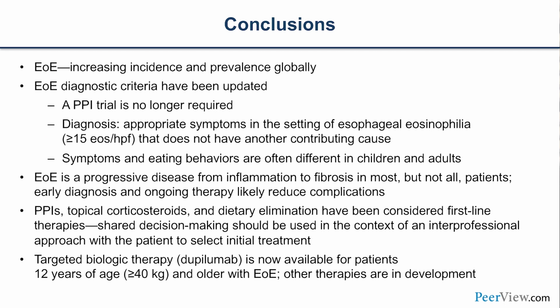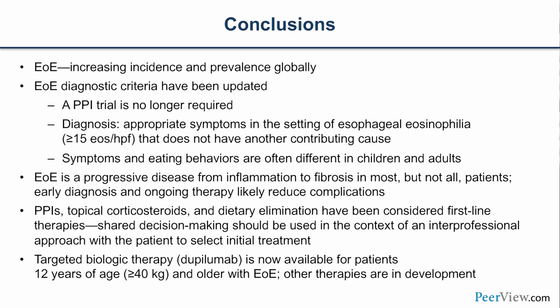When you're evaluating a patient who may have EoE and you're trying to assess whether there's dysphagia, it is very important to assess eating behaviors. These can be different in adults and children, and use the IMPACT mnemonic to make sure you're fully assessing all of the potential adaptive behaviors. EoE is considered to be a progressive disease that goes from inflammation to fibrosis in most, but not all, patients.